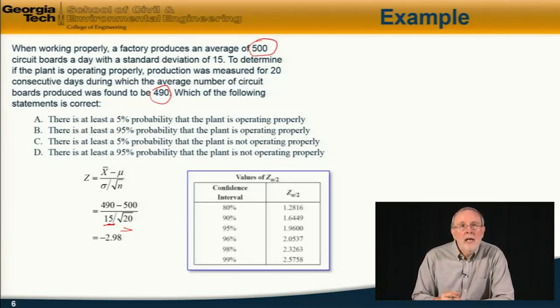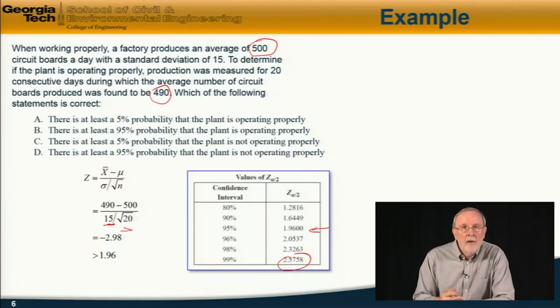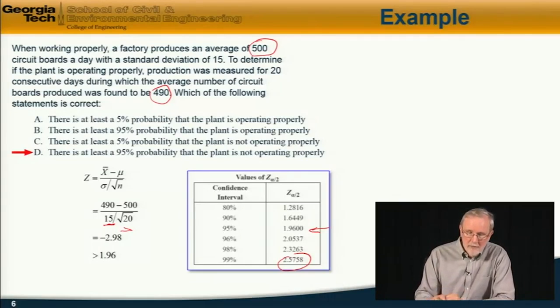If we compare that with the values of confidence intervals in our previous table, we find that a magnitude of 2.98 here is way bigger than the value we would expect for a 95% reliability or confidence level, which would have been 1.96. So the conclusion is that there is at least a 95% probability that the plant is not operating properly. In other words, the mean value is more than 2 standard deviations away from what we would have expected if it was operating properly.